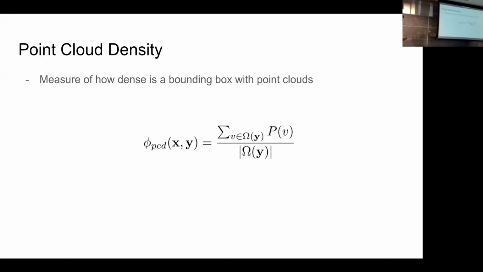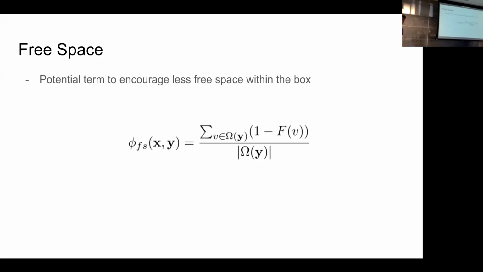So that's the first potential term. The second potential term is another term that we want to encourage less of the free space to be contained in the bounding box proposal we generate. So it has a very similar structure to the previous potential, except now we penalize having free space. So f of b is another function where f of b would be 1 if the actual voxel in the grid is considered as free space.